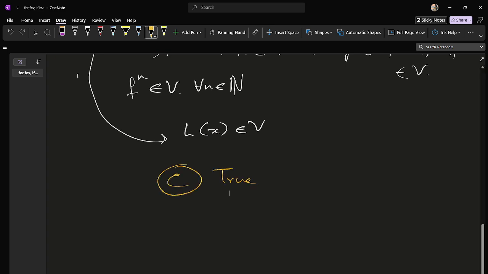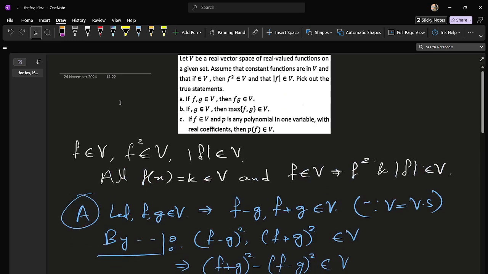So the correct options: all of these are correct. Our A, B, C, they all are true statements.